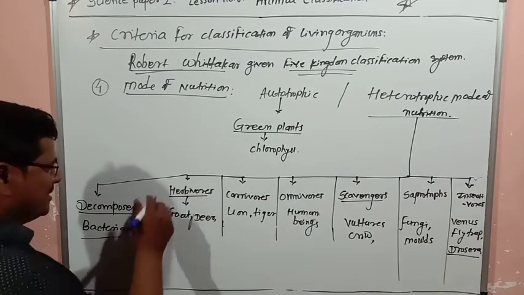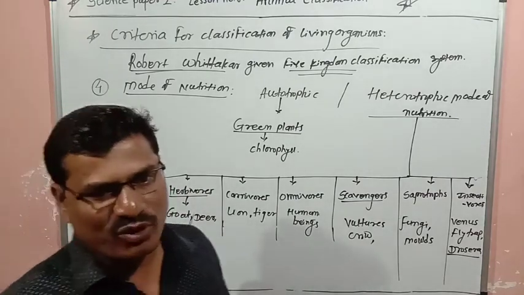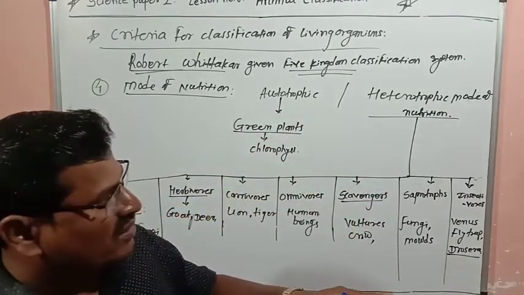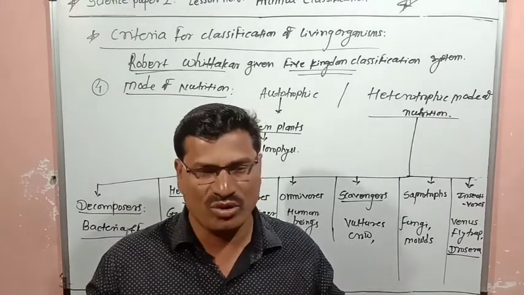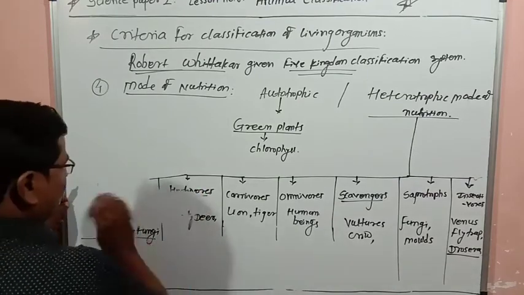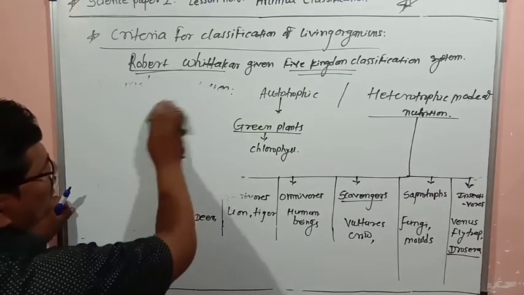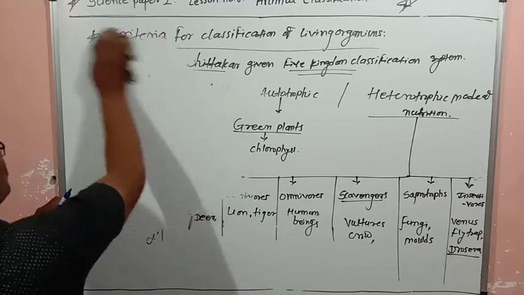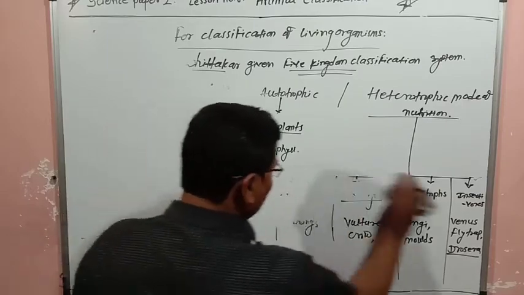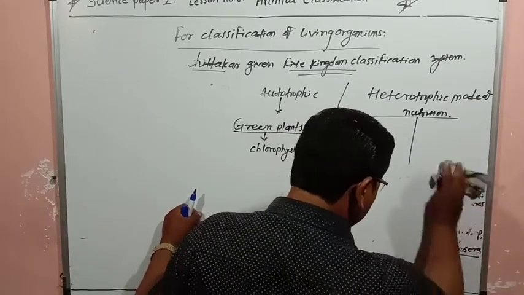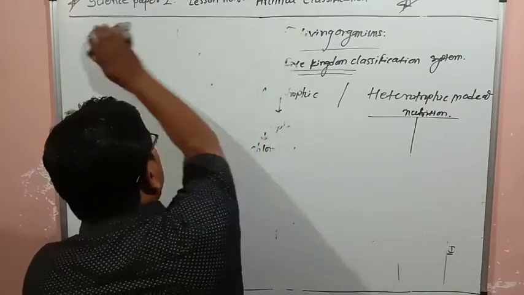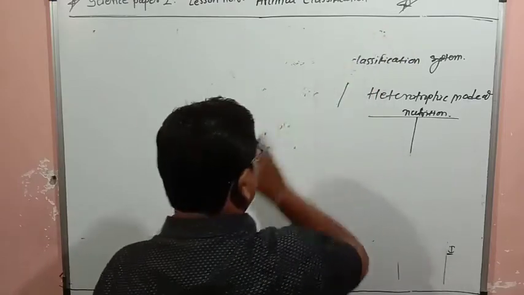Now after this, the next point we are going to study is classification of living organisms, and this classification we will write according to the 5 kingdom classification system. Robert Whittaker's 5 kingdom classification I am going to give now. We'll draw that particular chart here, and we'll see examples of how these living organisms are classified, and in which of the 5 kingdoms these organisms are classified.